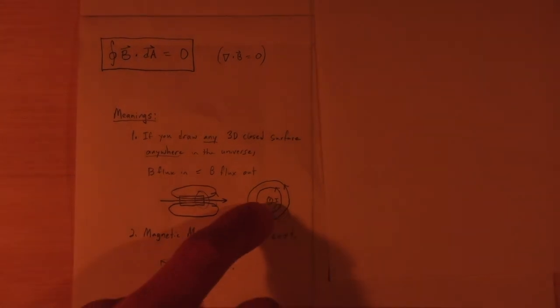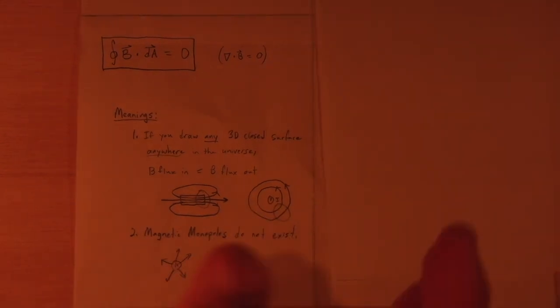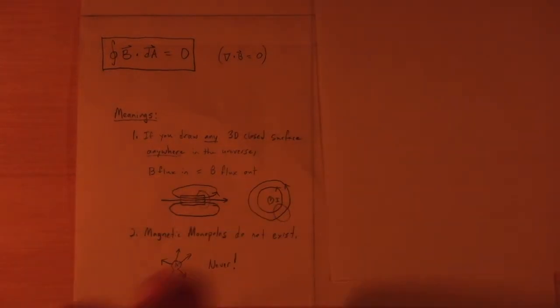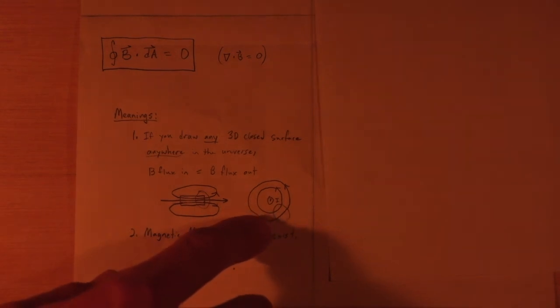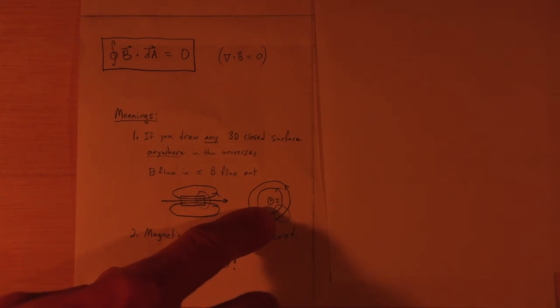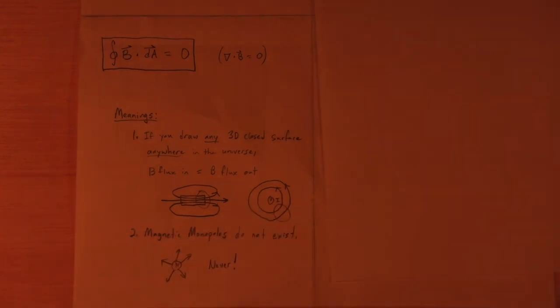Here's another example, a wire, current coming straight at you. It creates a magnetic field by the right-hand rule going around like this. If I draw a 3D surface here, you see I have 2 magnetic field lines coming in, negative flux. 2 coming out, positive flux, net flux 0.